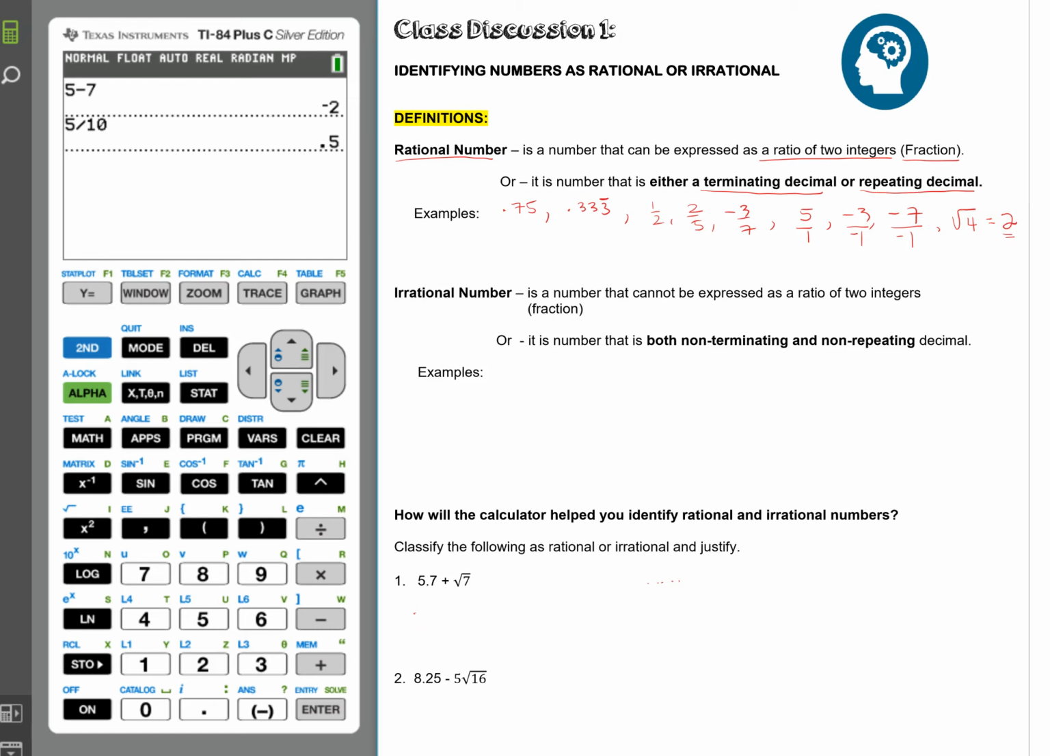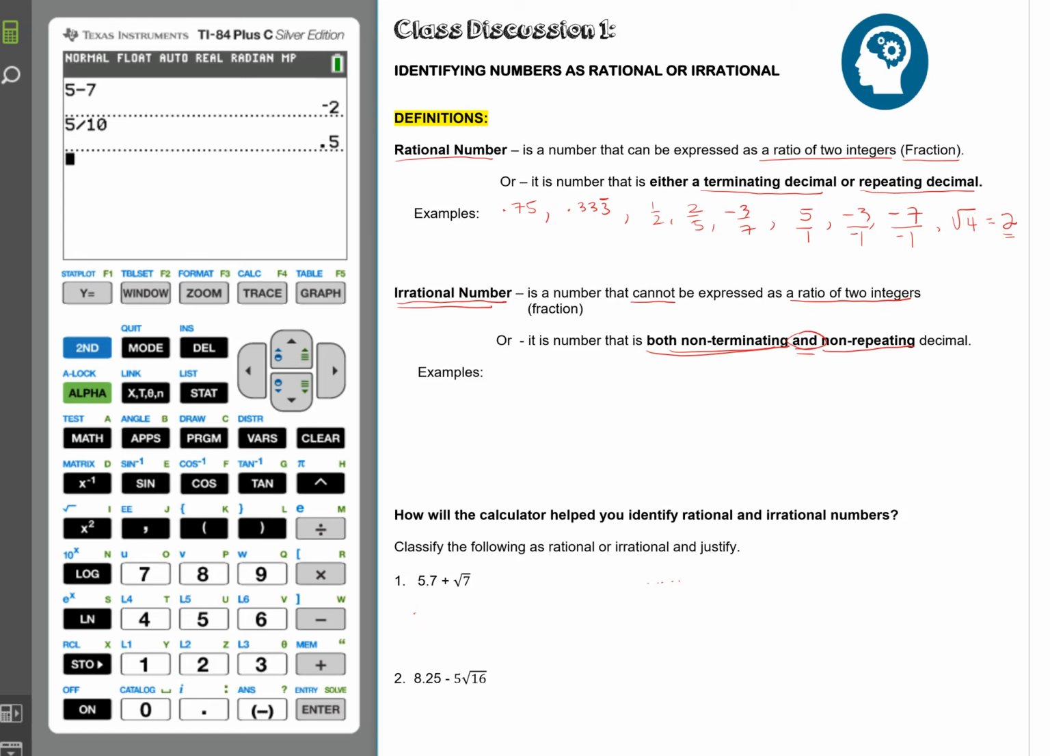The second one is, let's describe what an irrational number is. It is a number that cannot be expressed as a ratio of two integers, or when you cannot convert it into a fraction, therefore it is irrational. Another way of describing an irrational number in terms of decimals is that it is both non-terminating, meaning it does not end, and non-repeating. Take note that it has to be both for you to say that it is an irrational number. It does not end and it is also not a repeating decimal.